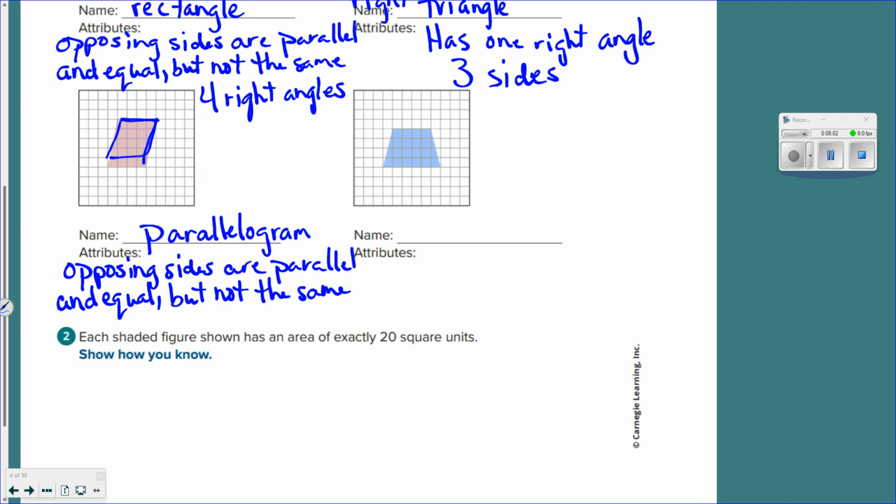A rhombus is a square without a right angle. So a rhombus is just a square, but it doesn't have right angles. It should give me a hint when I'm looking for a parallelogram. Well, it has acute and obtuse. The key is what it doesn't have. It doesn't have a right angle. So there is no right angle.